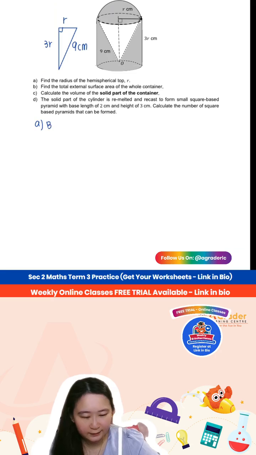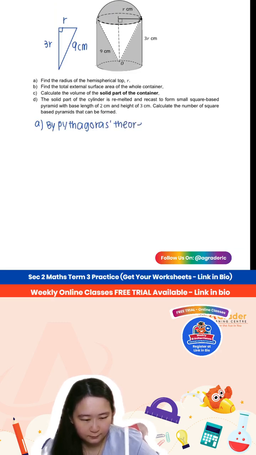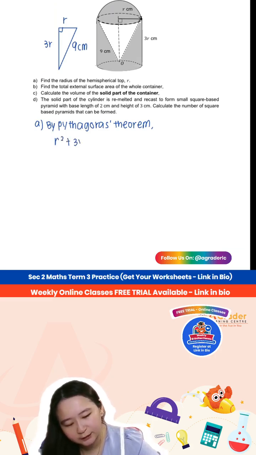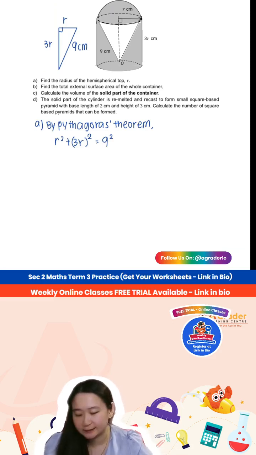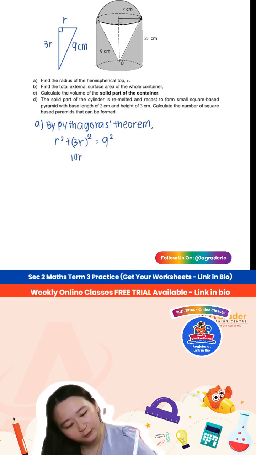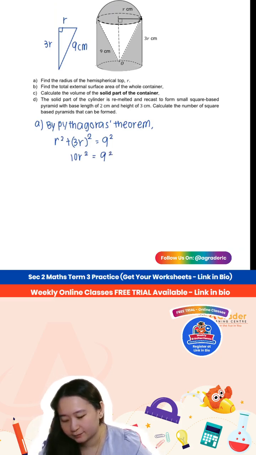So part A, by Pythagoras theorem, r squared plus 3r the whole thing squared must be equal to 9 squared. The sum of squares of the two shorter sides equals the square of the longer side. Meaning to say, r squared plus 9r squared will give us 10r squared equals 9 squared, which is 81.